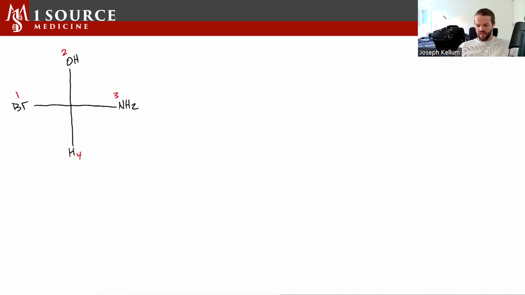And so we can go ahead and draw the rotation that we need to go from 1 to 2 to 3. In this case, we're moving from Br over here to OH to NH2.